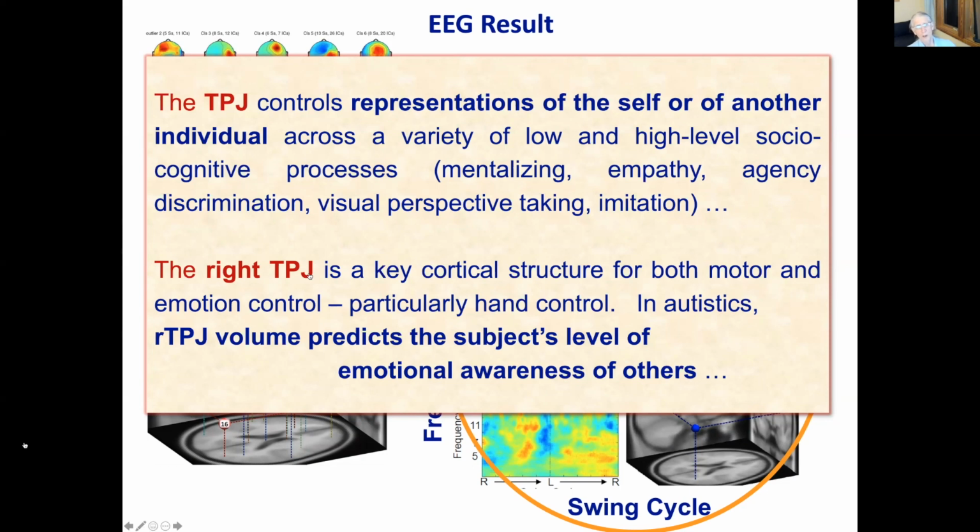So if we'd been so knowledgeable, we could have predicted that this task, which has to do with the imagined emotional communication with others, would be sensitive to the right temporal parietal junction. In any case, it turned out.